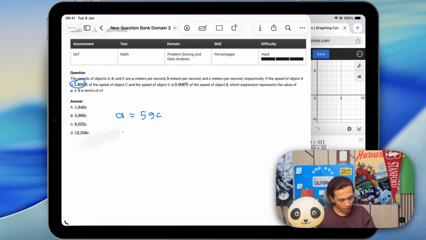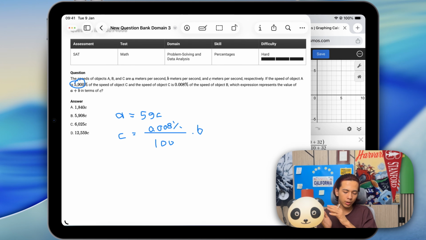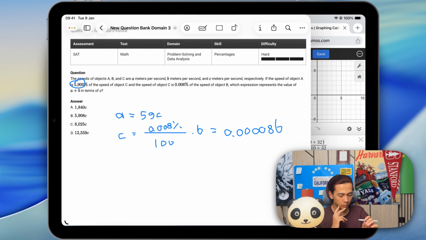And the speed of object C is 0.008% of object B. So how we write it is 0.008% of B. And the thing is, it's still in percentage, so we want to convert it. A lot of people forget the fact that you need to actually divide by 100 before you multiply. You don't just multiply 0.008 by B. You divide it by 100 first. So it becomes that C is actually equal to 0.00008B. That's a super small value.